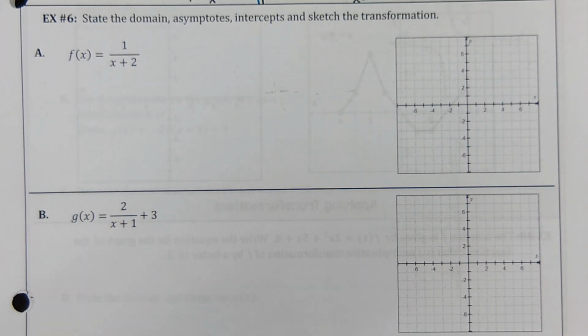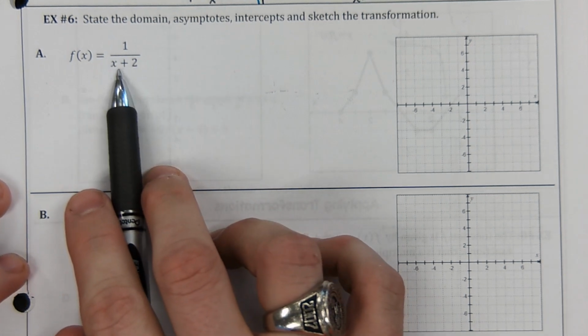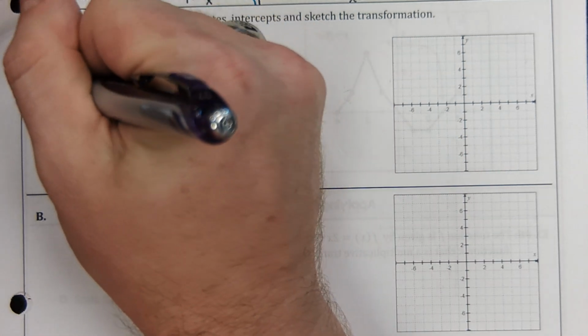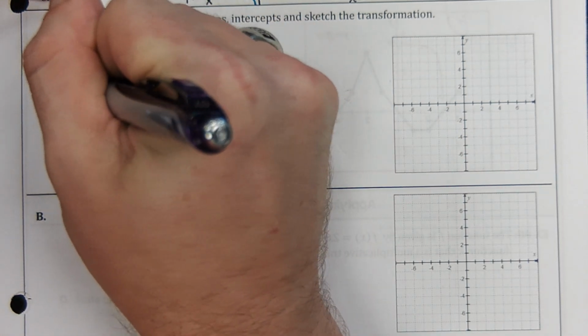First things first, it says state the domain. You're not allowed to divide by 0, right? So what is x not allowed to equal? -2. So this thing's domain is everything except for -2.